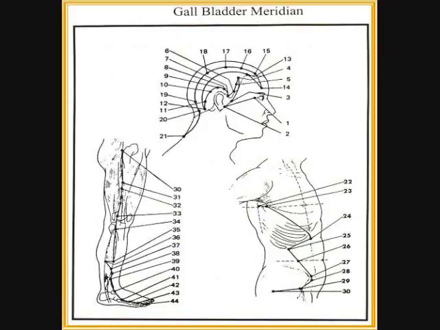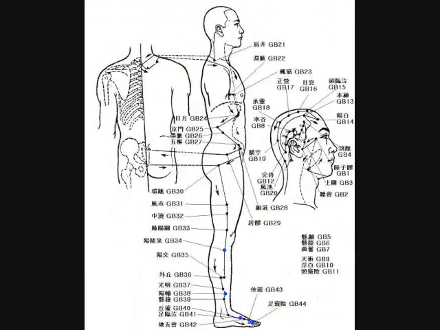GB27, in the lateral side of the abdomen, anterior to the superior iliac spine, 3 tsun below the level of the umbilicus. GB28, anterior and inferior to the anterior superior iliac spine, 0.5 tsun anterior inferior to GB27.